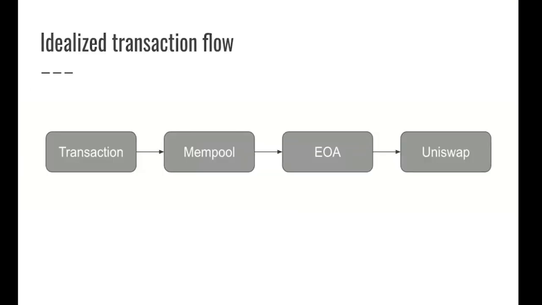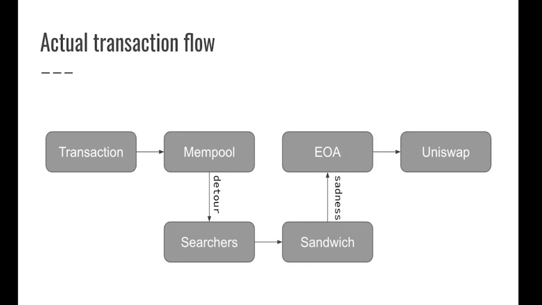So what is MEVWallet? MEVWallet is a way to get your transactions to skip the mempool and pay less in fees and get better execution and faster execution. A typical transaction goes from the user to the mempool to the chain, and from the chain to the contract that you're trying to interact with. But the actual thing that happens is a typical transaction on its way to Uniswap takes a little detour through the searchers and then through the sandwich and then to the EOA and then to Uniswap. And so you end up giving away a lot of your money to searchers.